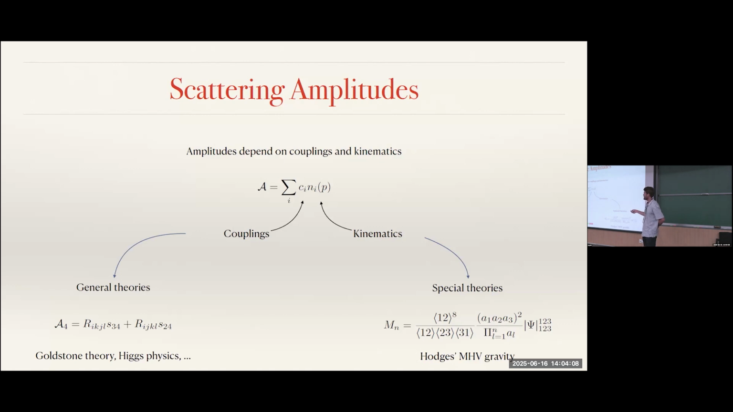This is the idea I want to exploit and explore further. And the point is that this way of writing the amplitude is generic for any scalar theory with derivative couplings. So if you have, say, Goldstone bosons in the nonlinear sigma model, this is the amplitude. But also, if you study Higgs physics, the exact same term shows up in those amplitudes.